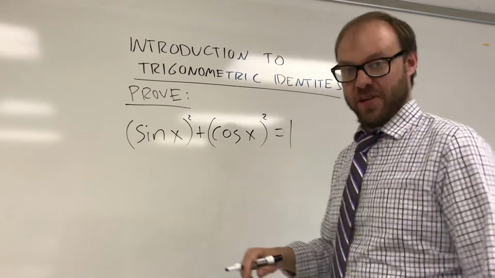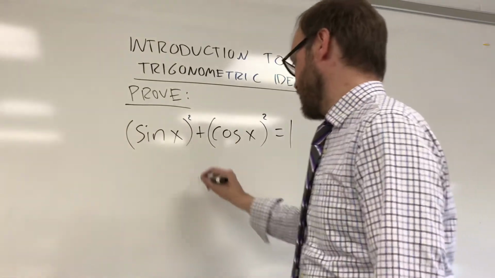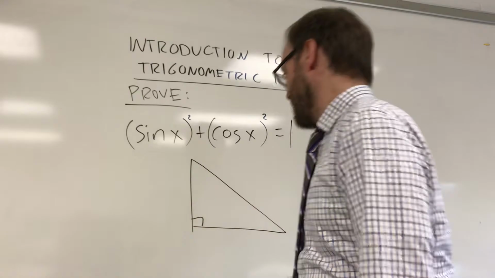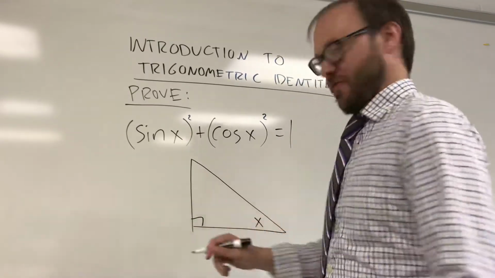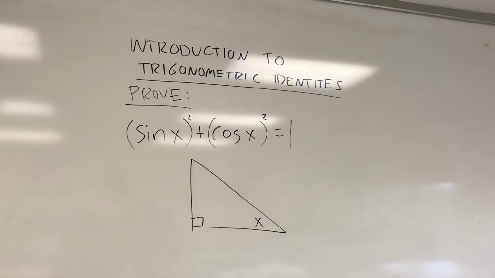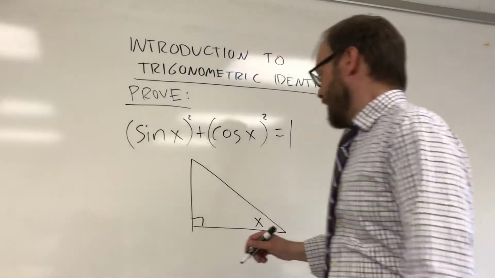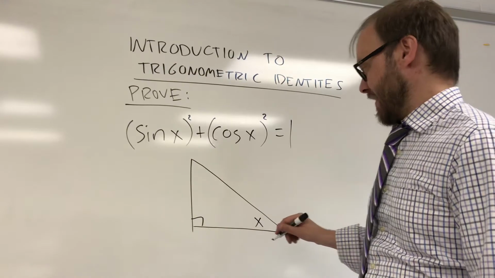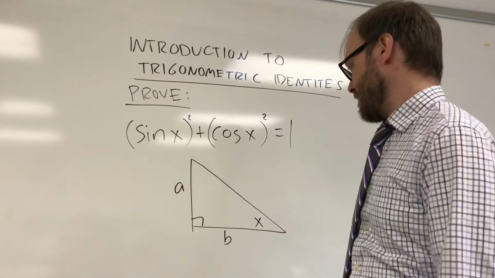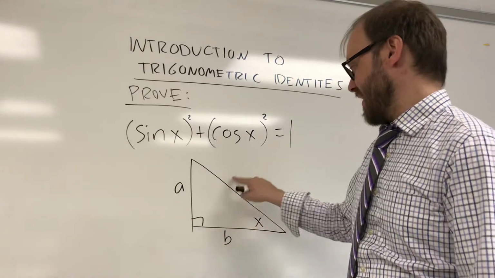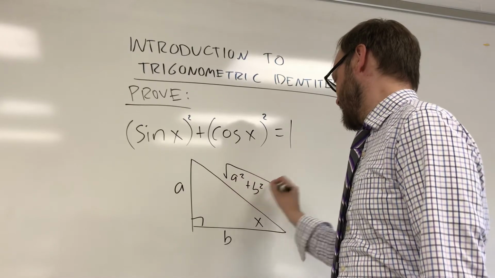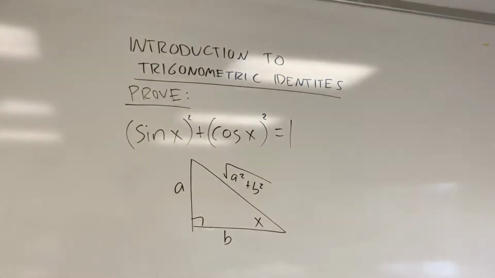And here's how I'm going to do this. I'm going to do this very similarly to the proof that I did before. I'm going to draw a right triangle, okay? We'll make this angle x, or maybe you could use a theta, doesn't matter. All right, I'm going to do a little bit of labeling here again. I'm going to call this side A, I'm going to call this side B. Just like before, this side plus this side, if you take the square root of that, it'll give you the hypotenuse. So that's the square root of A squared plus B squared, all right?